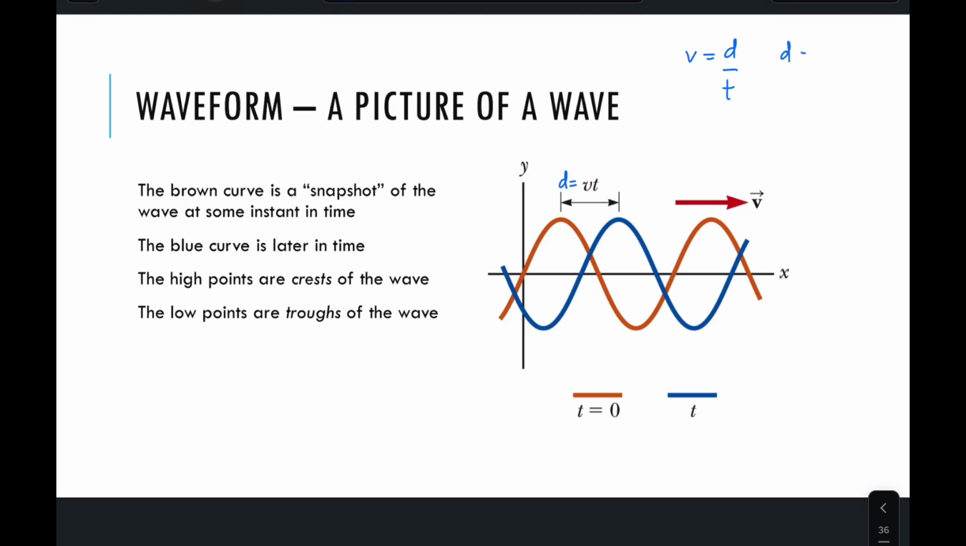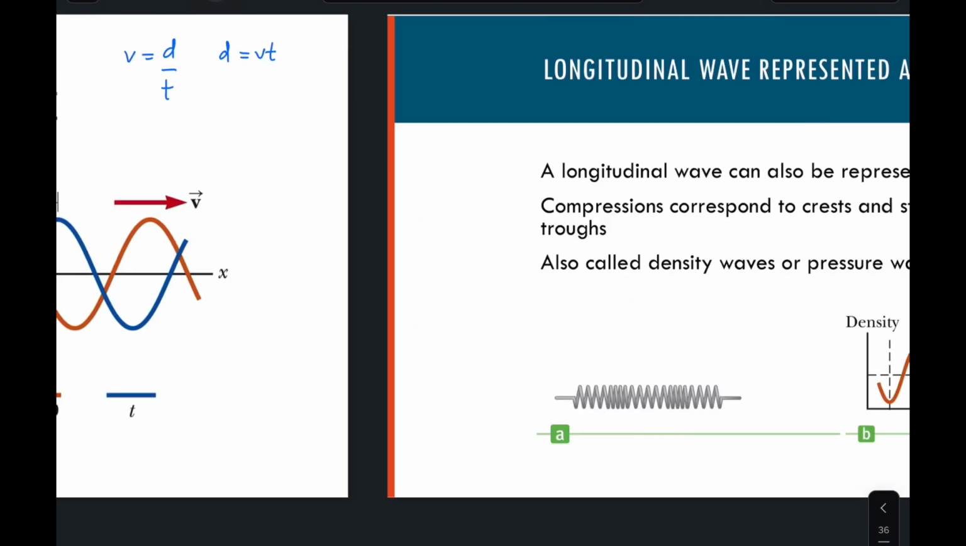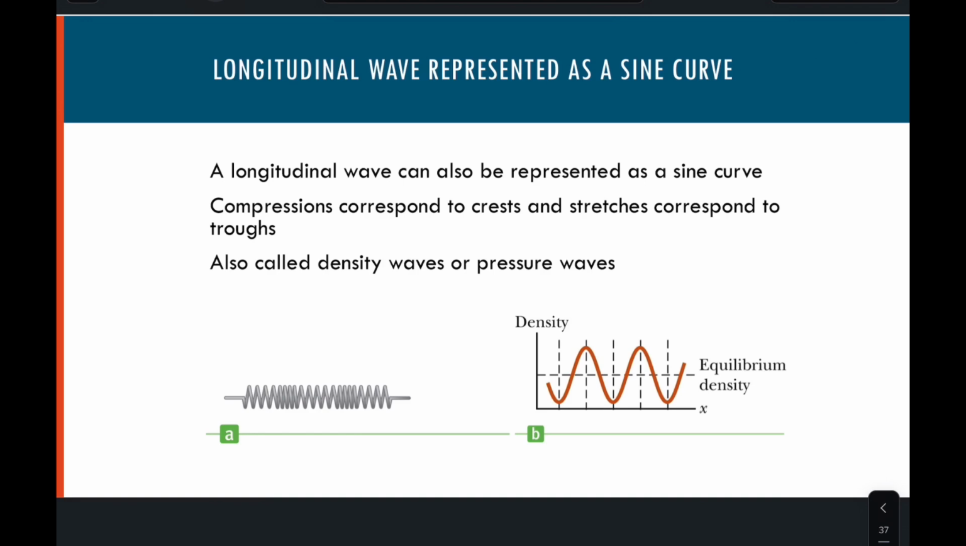So to have how much it has already traveled, vt is equivalent to d. Okay, so this is actually what is happening. The high point is known as the crest. The low point is known as the trough. Hopefully you still remember this.